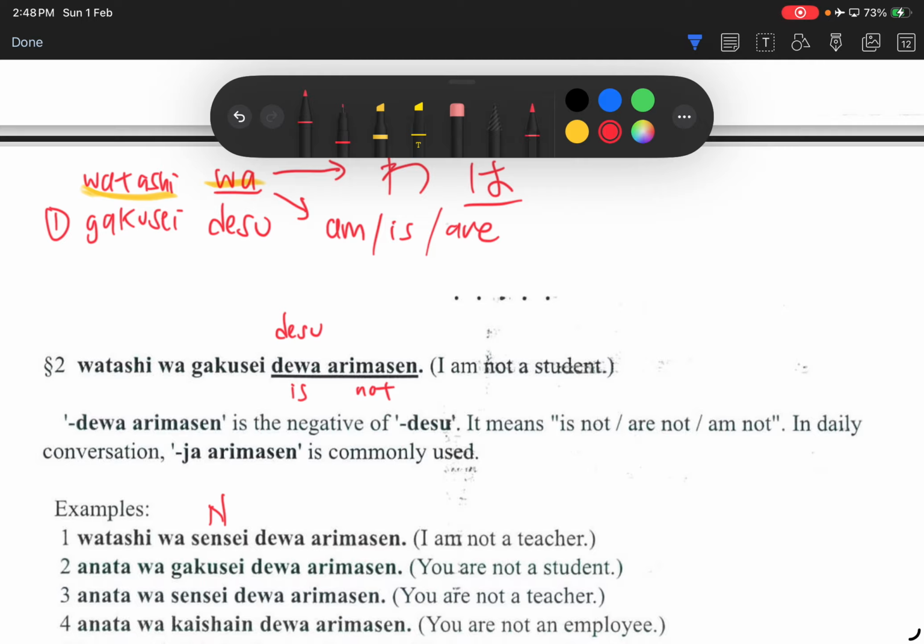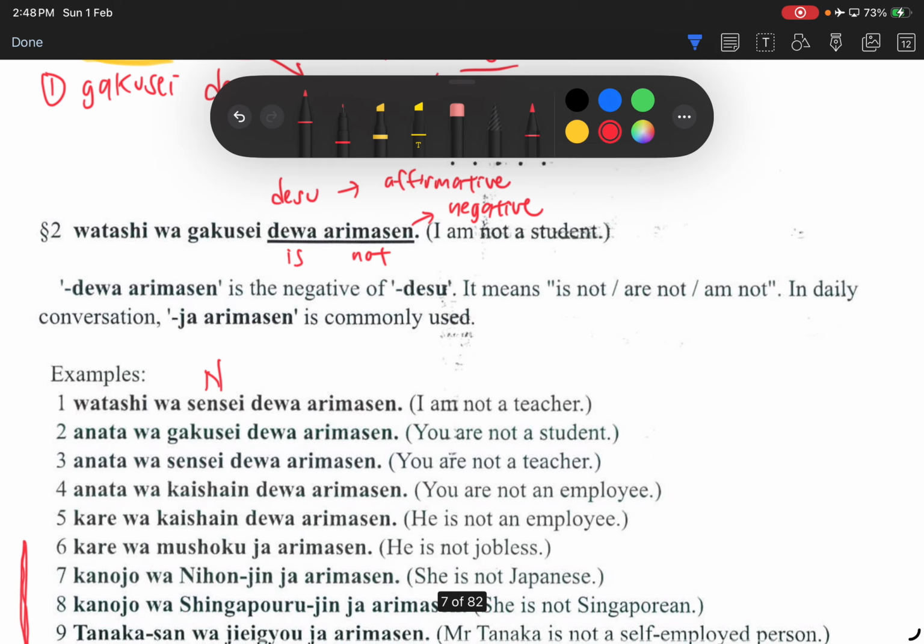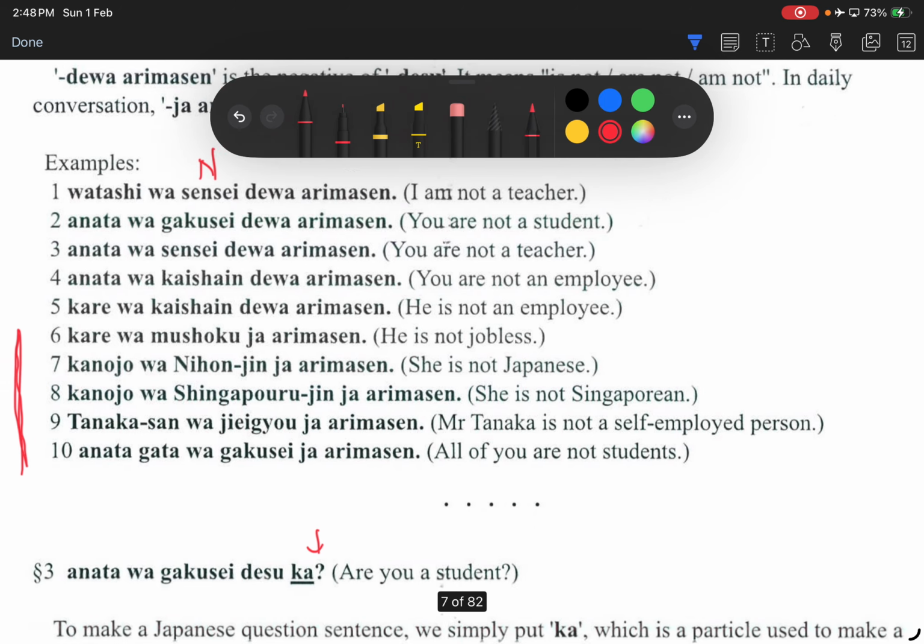So this is the negative form. Desu is what we call the affirmative form. This is what we call the negative form. Okay, so basically I am not a student. Right? De wa arimasen. I'm just doing a recap of what we have talked about last week in the other textbook. This is going to be the same content.